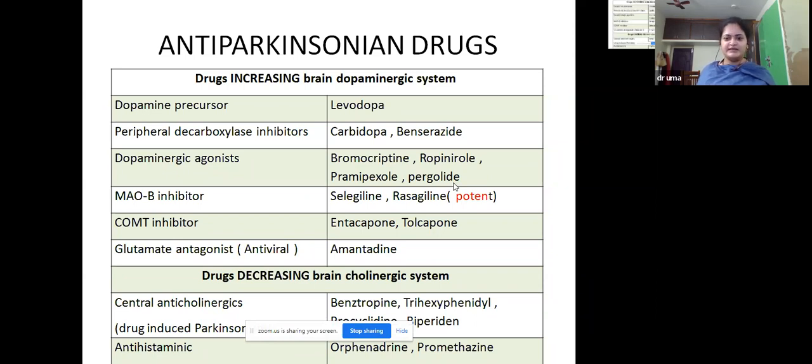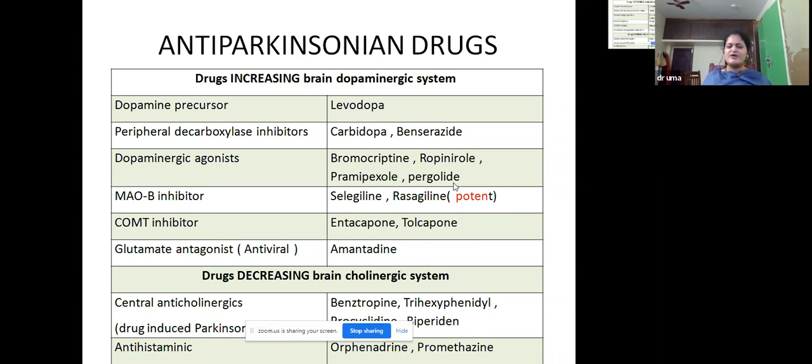like bromocriptine, ropinirole, pramipexole, pergolide. MAO-B and COMT cause the metabolism of dopamine. When you inhibit them, it also raises the dopamine level. MAO-B inhibitors are selegiline and rasagiline, and COMT inhibitors are entacapone and tolcapone. The glutamate antagonist is amantadine.